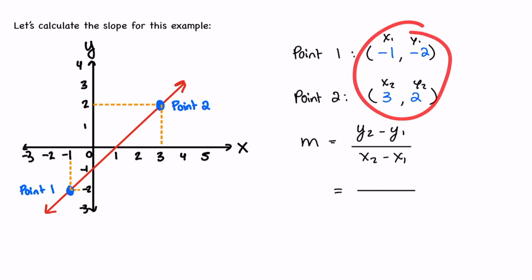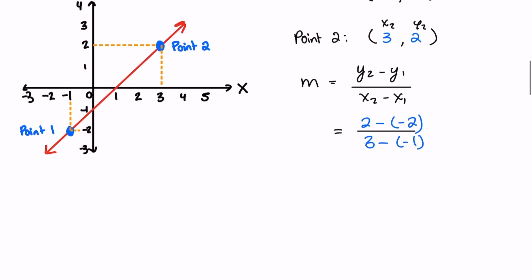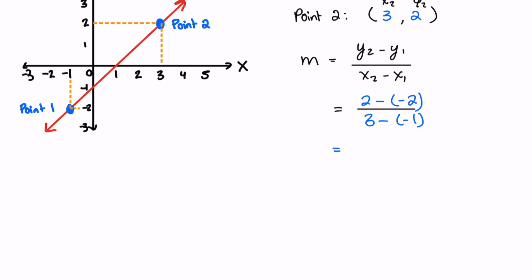Now let's plug these values into our new slope equation. And slope is often referred to as m, because in the equation y equals mx plus b, m is our slope. So plugging that in, y2 is equal to 2 minus y1, which is -2, and x2 is equal to 3 minus x1, which is -1. So that gives us 2 minus -2, which is the same thing as 2 plus 2, which is 4, divided by 3 minus -1. And 3 minus -1 is the same thing as 3 plus 1, which is 4.